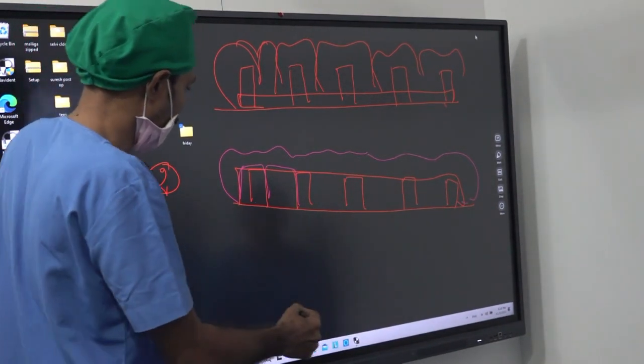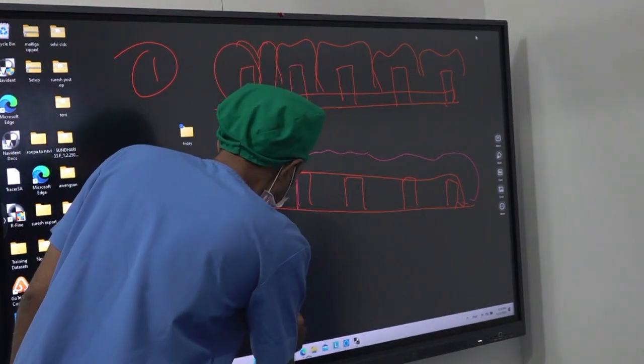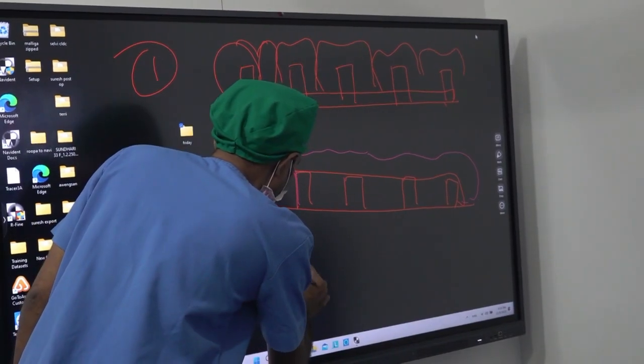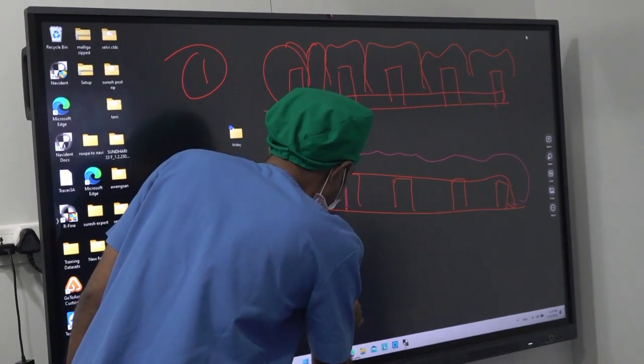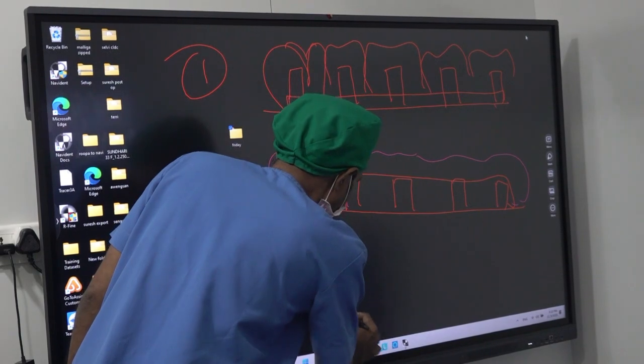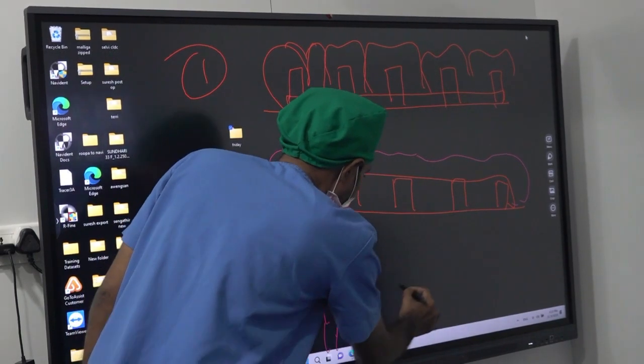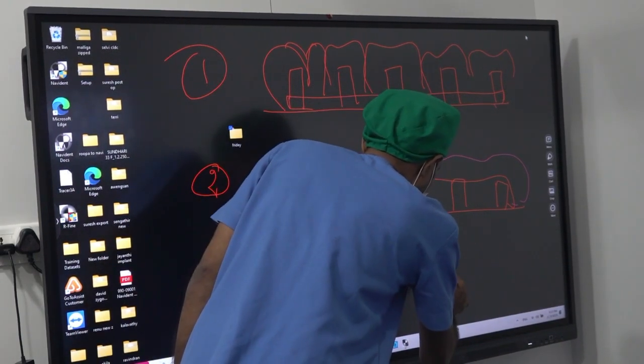And one more type is the multi-unit. There are some amount of multi-unit.